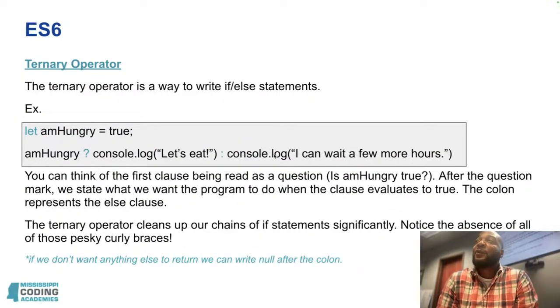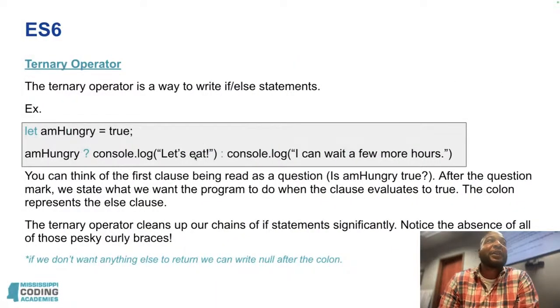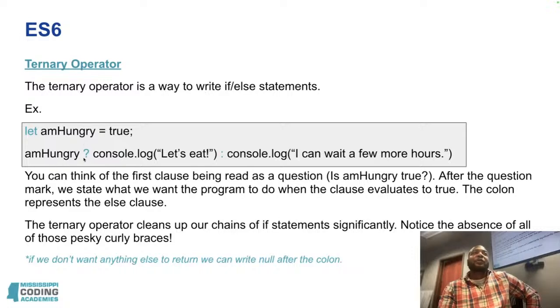With the ternary operator, we can write this differently. Matter of fact, instead of having all these curly braces and parentheses and everything, we could do this whole thing on one line. And it looks like this. We have our condition right here, in which case it's am hungry. We have a question mark. We can think of this as like asking a question. Am hungry, is that true? Question mark. If it is, then console this message, let's eat. And then we have a colon here, and this colon represents else. Else console.log, I can wait a few more hours.